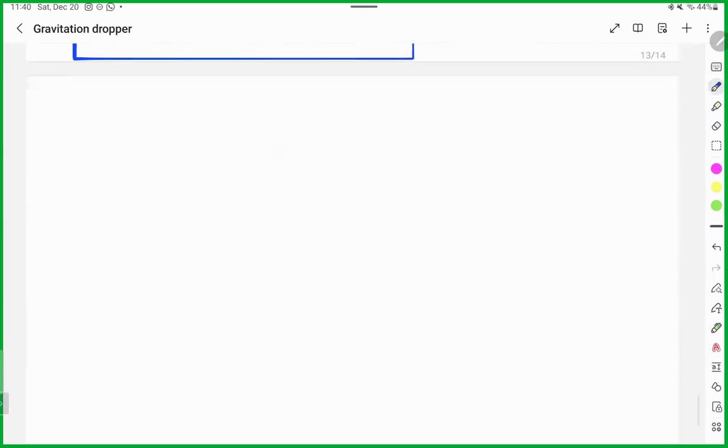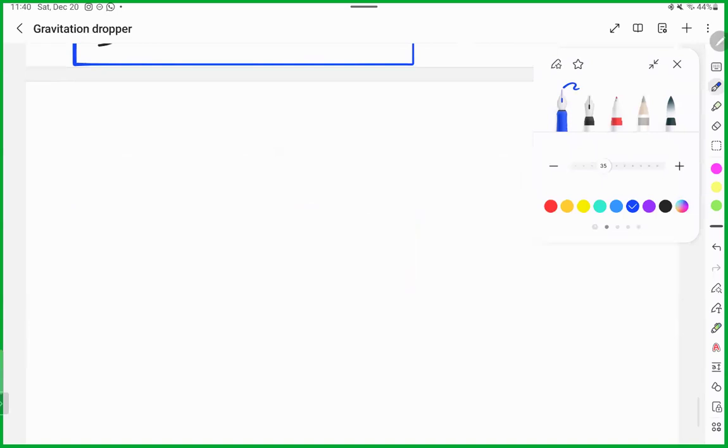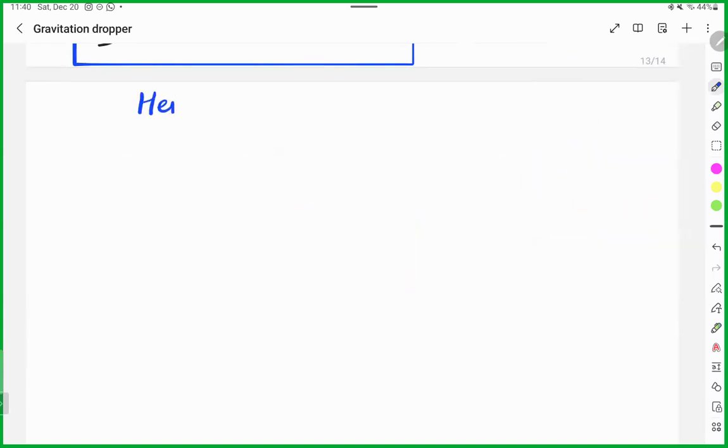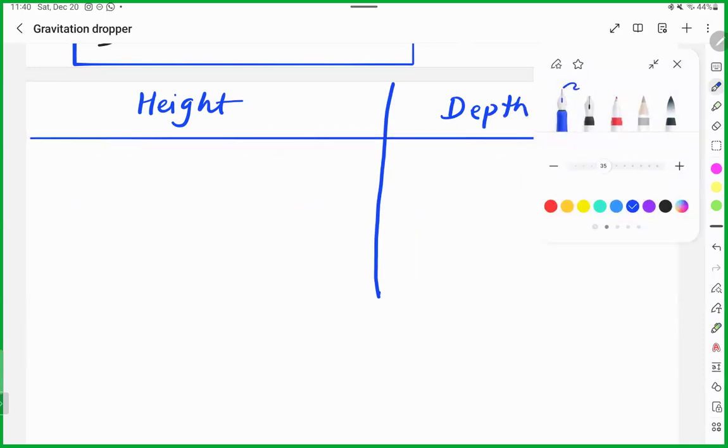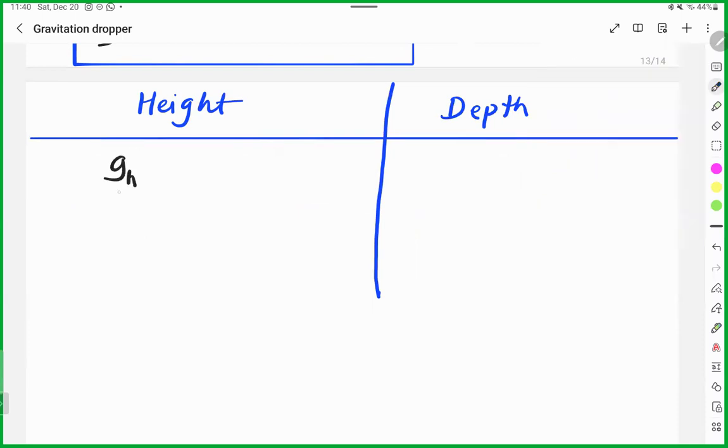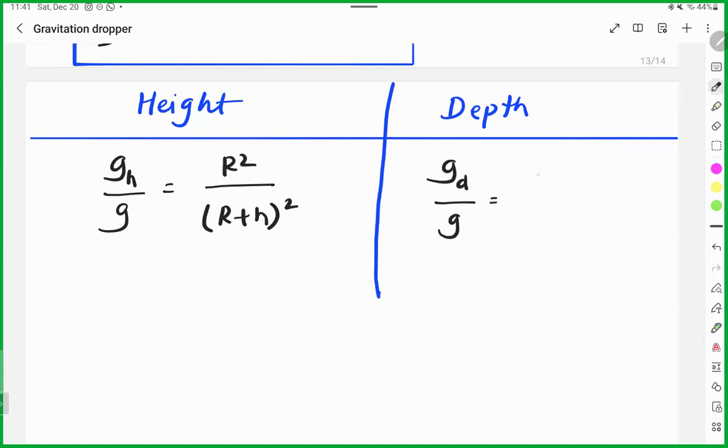Okay. So if I conclude both height and depth, now we have to compare what happened in case of height and what happened in case of depth. First point, if you calculate at height, g_h by g will be equal to R square divided by (R plus h) whole square. Here g_d by g will be equal to (R minus d) by R. This was the value, right? Correct? Yes or no?